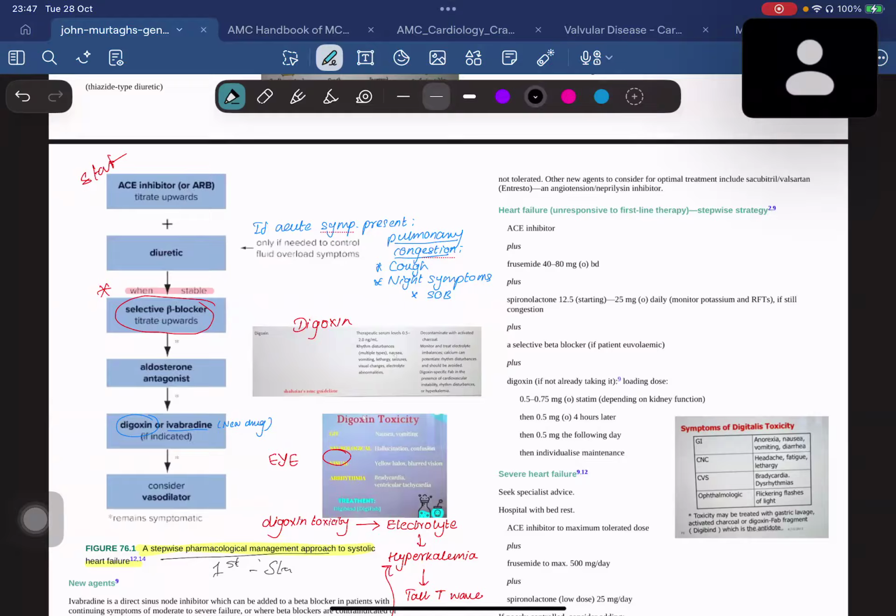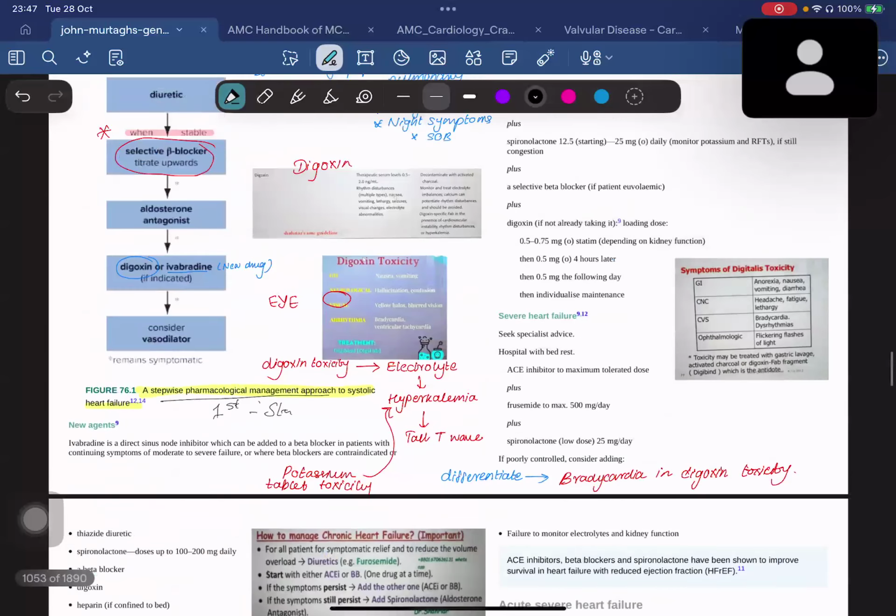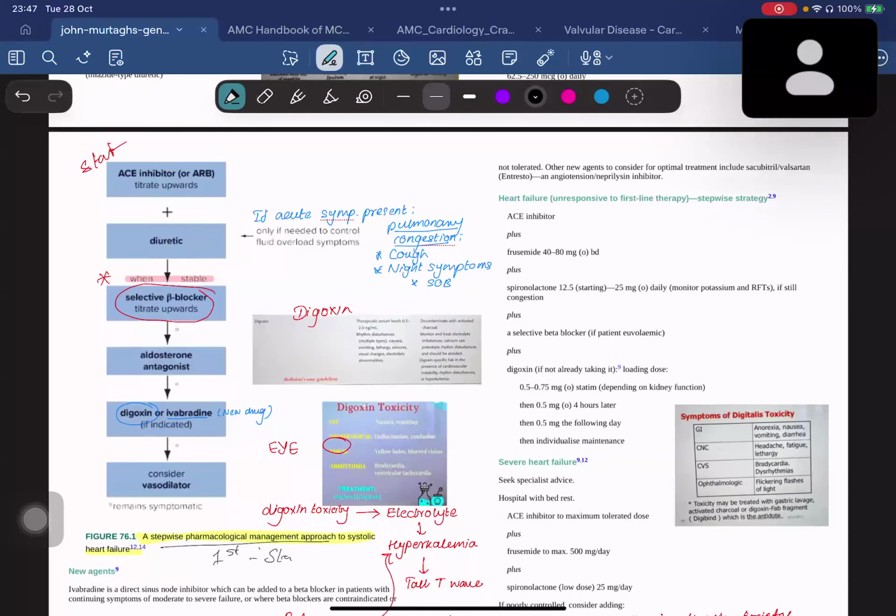One of the best places to find good flowcharts would be the RSAGP guidelines, just RSAGP pages. So try to find and collect as many flowcharts as possible. And if you don't find flowcharts, make your own. So yeah, this is a very important flowchart when it comes to heart failure. This is something I studied through.